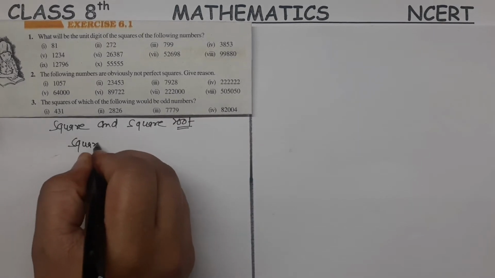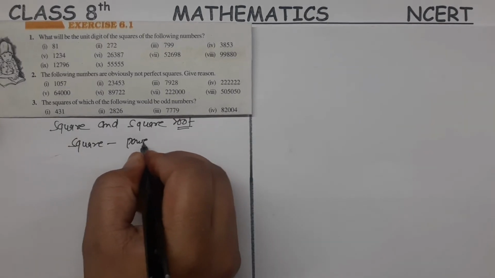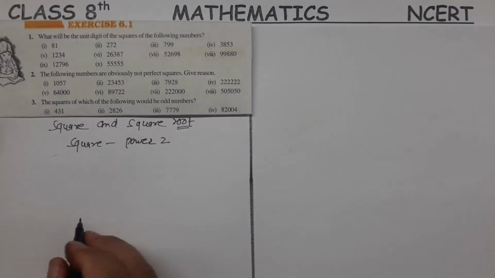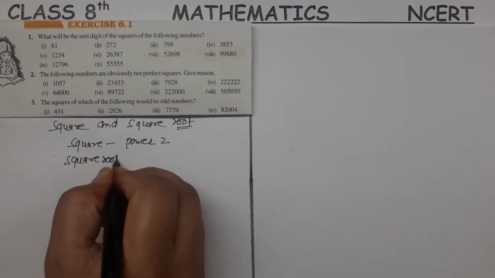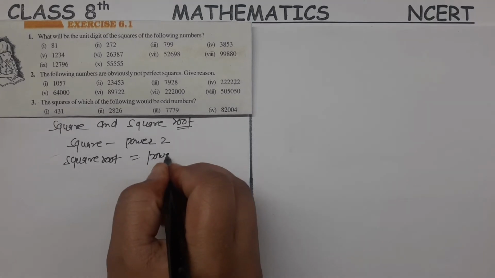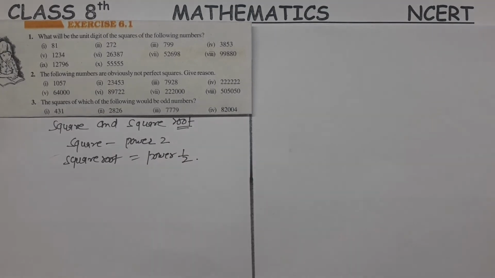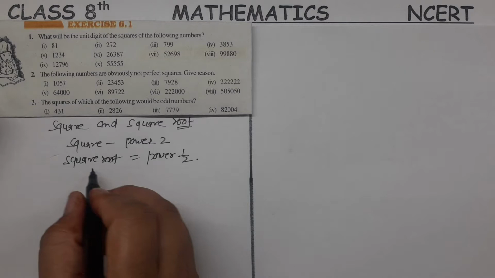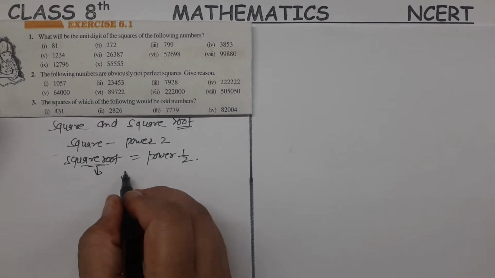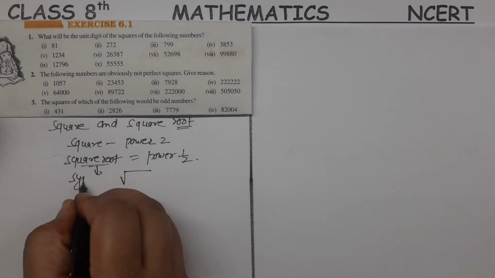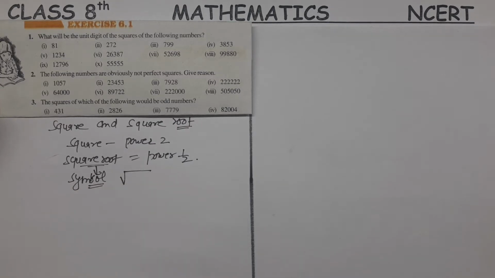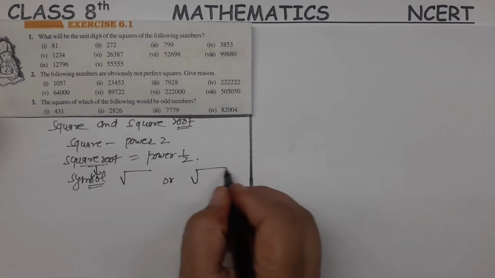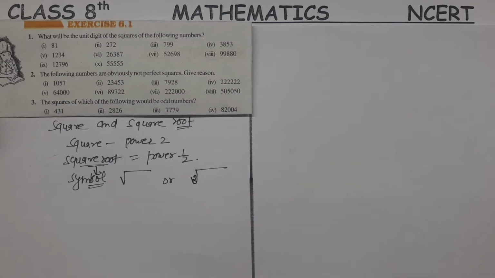Square means to say power 2. Square root means to say power 1 by 2. Its symbol is root, or we can write it as also.